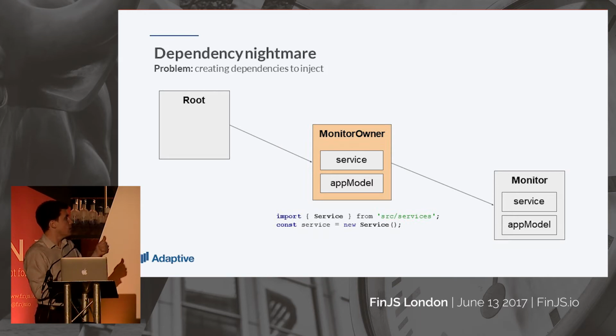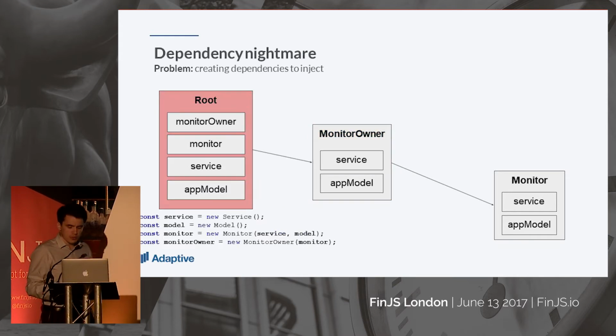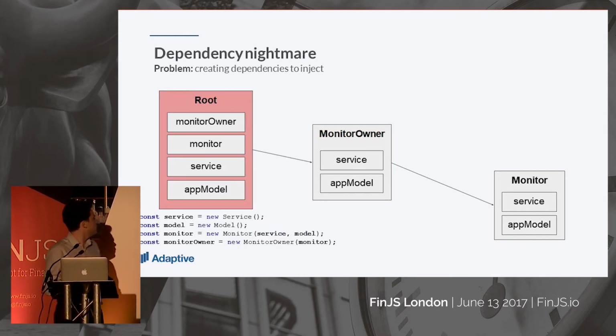Also imagine that someone else in your application wants this instance of the service. This monitor owner would have to pass it somehow to it. So it becomes harder to maintain. And you would naturally think, okay, I'm going to push it higher up. So now you pushed it higher up.